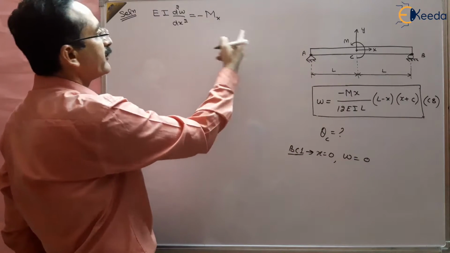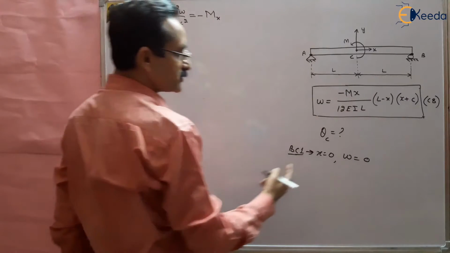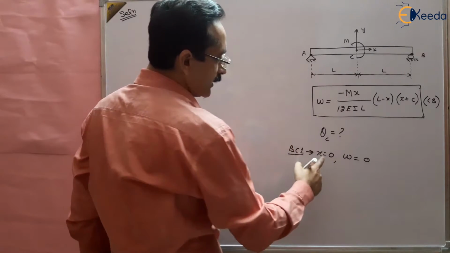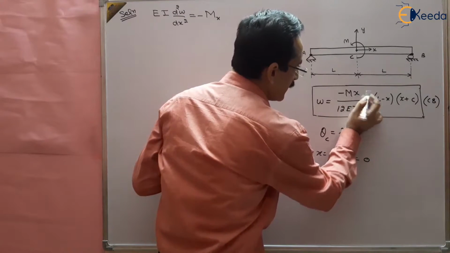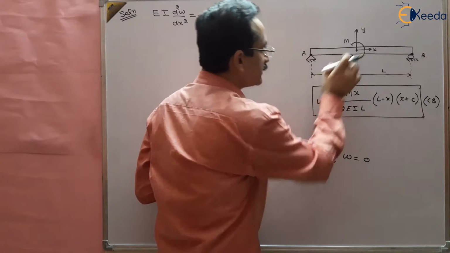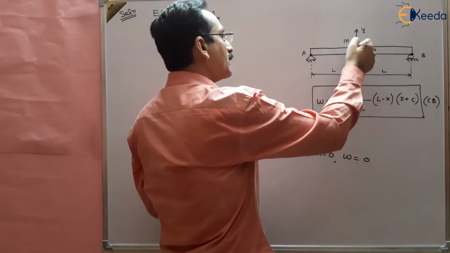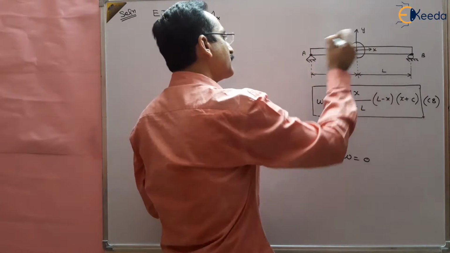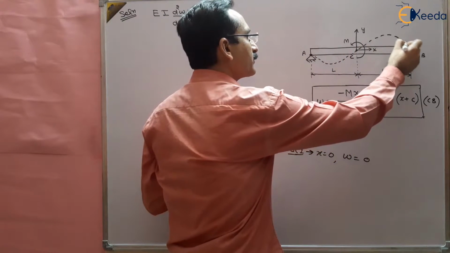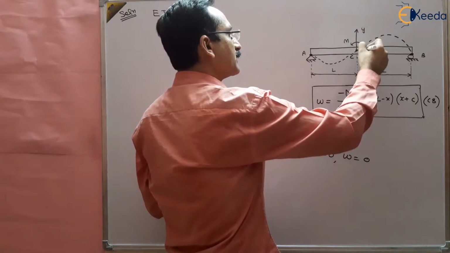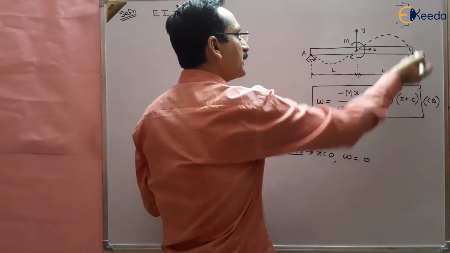When we integrate, we will get constants, and to solve those constants we will need these equations. At x equal to 0, W is equal to 0, because we have put x as 0. It means there is no deflection at the center, so the curve may be like this.